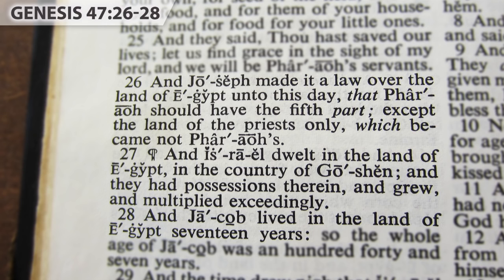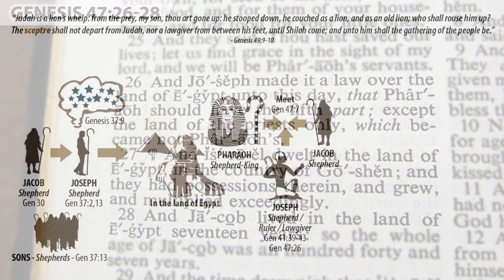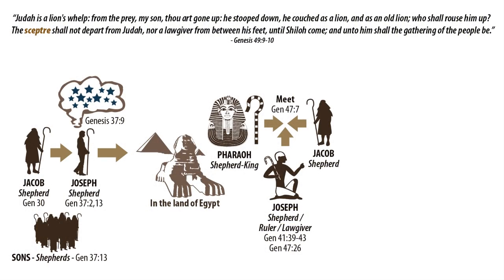Take note of several things. First off, Joseph made laws. Joseph, as the ruler who held the scepter, was the lawgiver. And then, secondly, notice that Jacob, his father, lived in Egypt for 17 years. He was very familiar with the culture and the pictures there in Egypt, particularly with his son being the second ruler in all of Egypt. And so keep this in mind. Jacob lived there for 17 years.